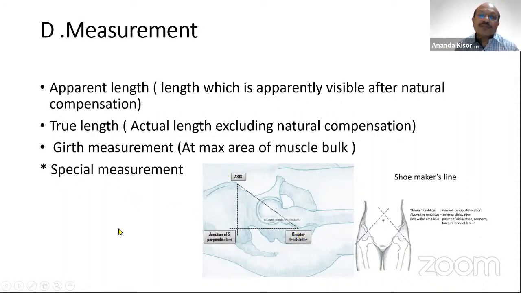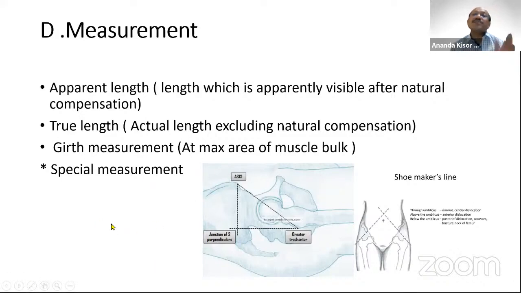For Nelaton's line there is a basic prerequisite, a basic position. In any test, the first point is to take the consent of the patient and to make the patient understand what is going to be done. The next point is exposure and position. So what is the position for Nelaton's line examination?